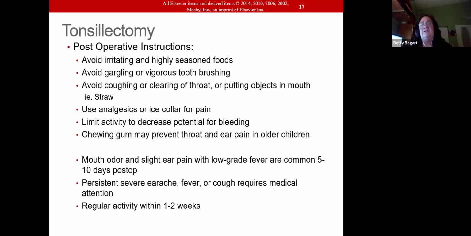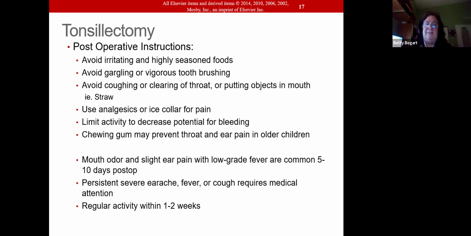Well, no irritating, highly seasoned foods. You're not going to gargle. You're not going to stick anything in that throat at all. Even toothbrushing, maybe just a little bit of the front. They want to make their mouth fresh. No coughing, clearing their throats, no straws.